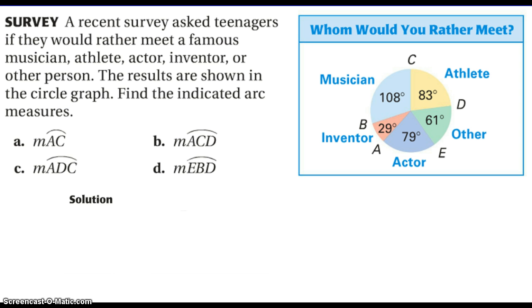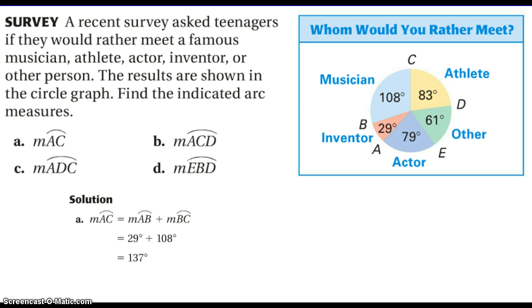Alright, so we look at this example. Take a minute and read it. Alright, we want to find the measure of arc AC. And AC is made up of arc AB and arc BC. So when we add them together, we get a total of 137 degrees.